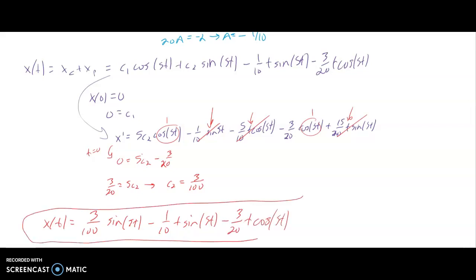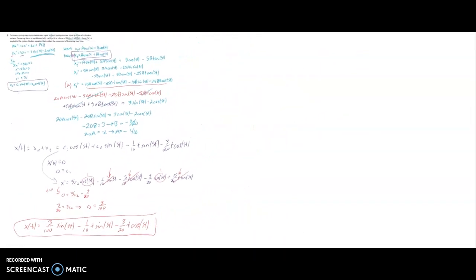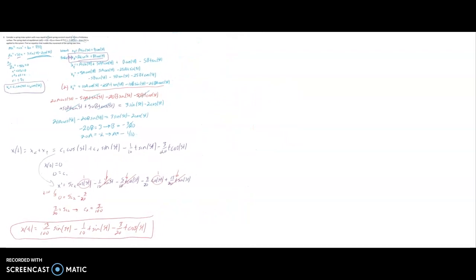That is the end of this resonance problem. I hope the logic makes sense to you in terms of all of the different steps that we take and why we take them, and that you can do these yourself.